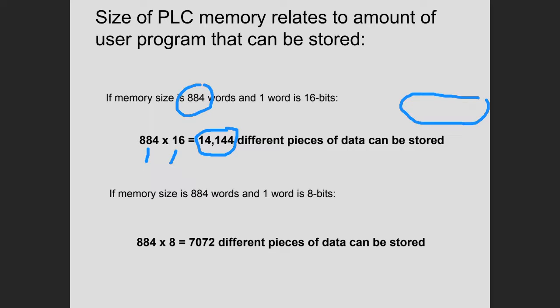So this makes the PLC kind of uniquely special. And since each bit position can represent a switch or button or some type of device, for this particular calculation, that's how many switches or buttons you can connect to it in theory. If we change the scenario a little bit, still have 884 words, but a word is 8 bits. Same calculation. This time we can only store about 7,072 individual pieces of information.